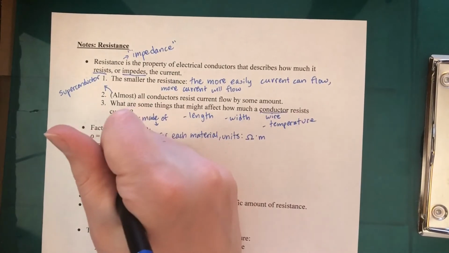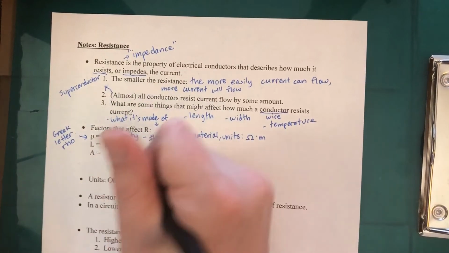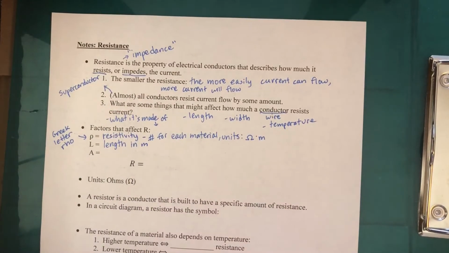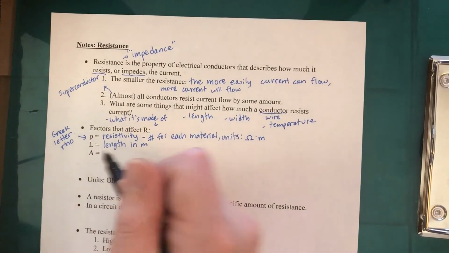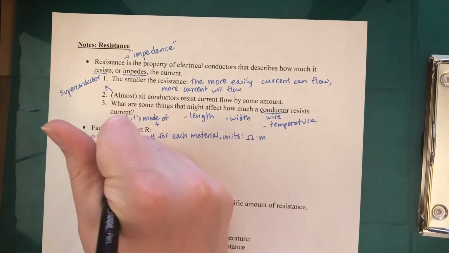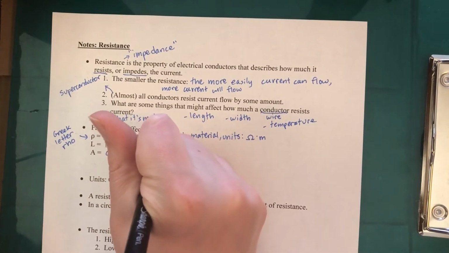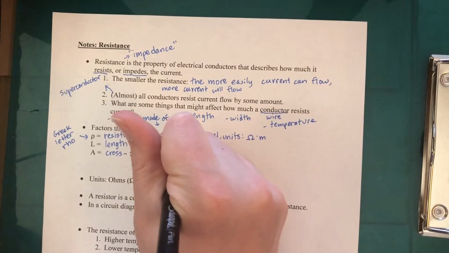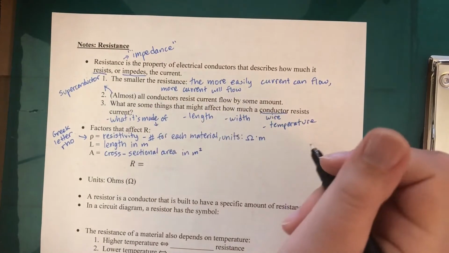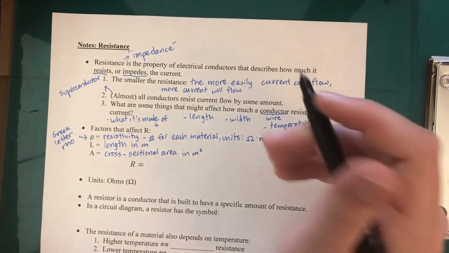L is just the length of the wire, the conductor, in meters. And this A basically goes with the width. It's the cross-sectional area in square meters. So this will be a really small number.